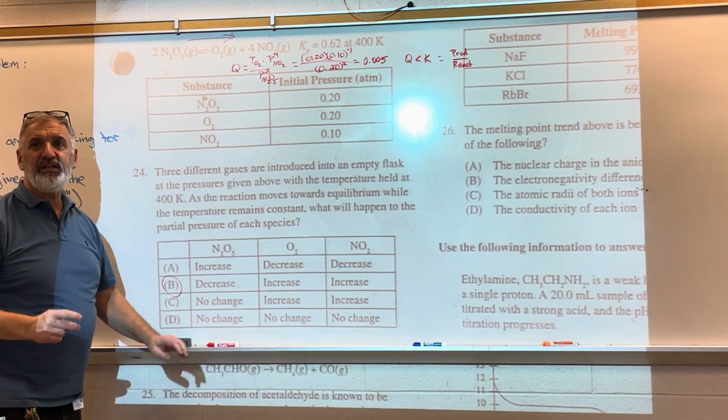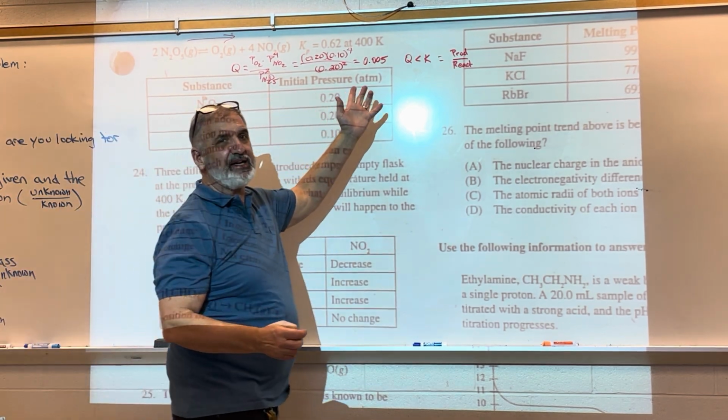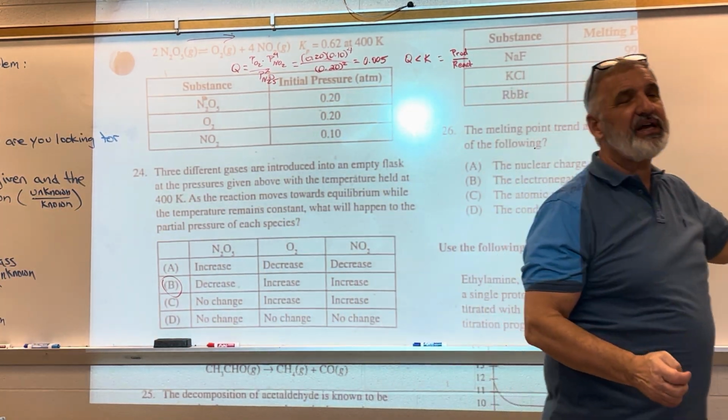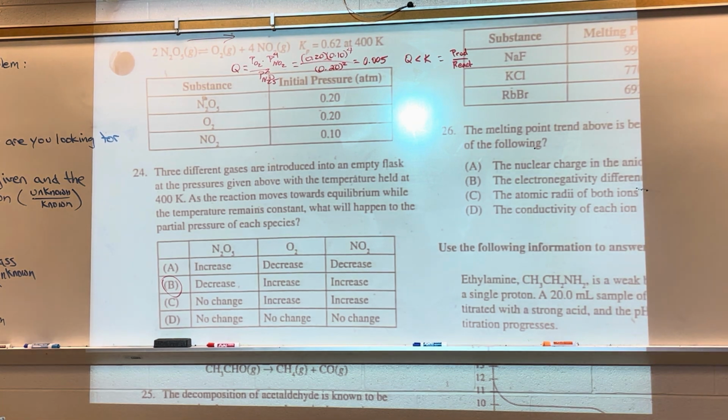Now this one's harder because you have to actually calculate Q. How did I know to calculate Q? I'm given K, I'm given all three initial concentrations, and I'm given K. That's my clue that it's a Q problem.